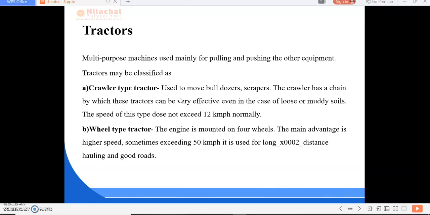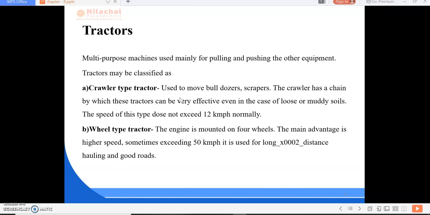So there are two types of tractors. First one is crawler mounted, that is used to move bulldozers, scrapers. The crawler has a chain by which these tractors can be very effective even in the case of loose or muddy soils. The speed of this type doesn't exceed 12 km per hour normally. It is used for rough and uneven surface. It is supported with endless chain of plates.